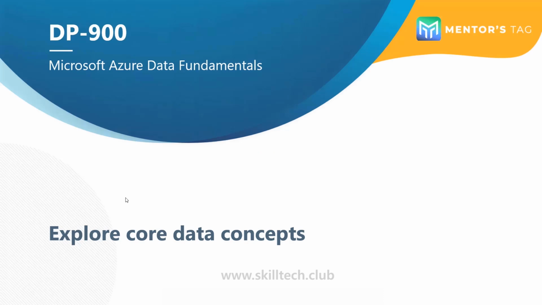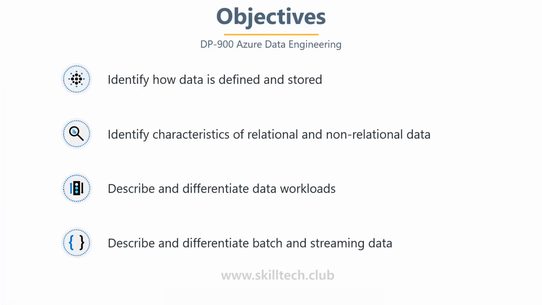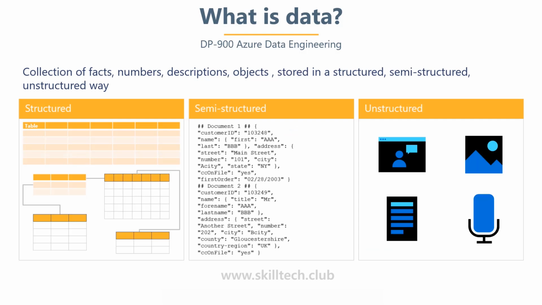In this video, we are going to focus on exploring core data concepts. This lesson is focusing on identifying how data is defined and stored in its various formats. We're also going to focus on characteristics of relational and non-relational data. We will describe and differentiate how the data workloads are going to be stored. And then we are also going to describe and differentiate batch and streaming data, because we need to see how the stream processing and the batch processing is happening with the data. Let's start with what is data.